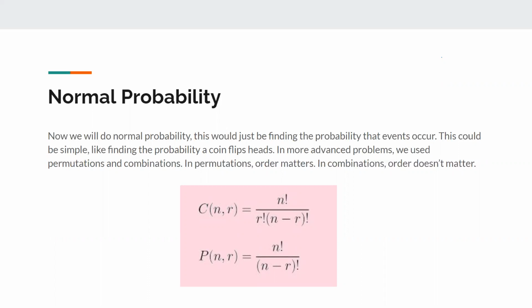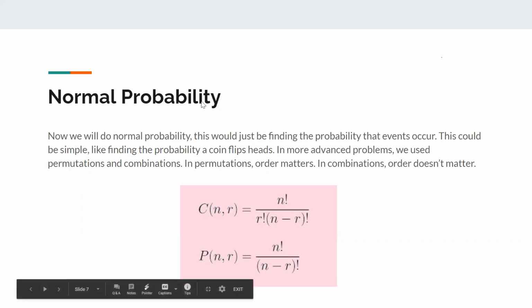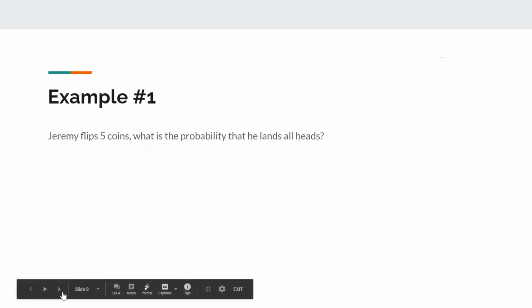But if I had permutations and each of these roles were given different roles, like president, vice president, chairman, then I would need to use permutations, because the order in that case would matter. Let's move on to a problem.